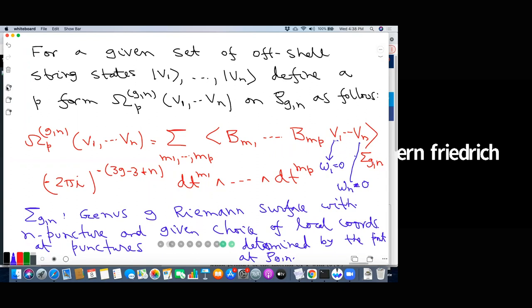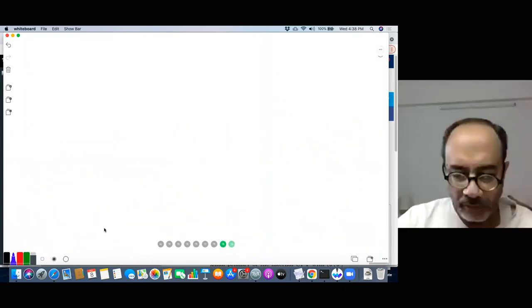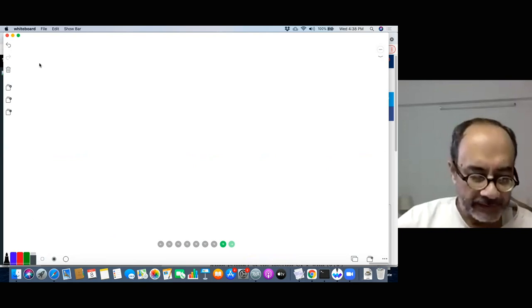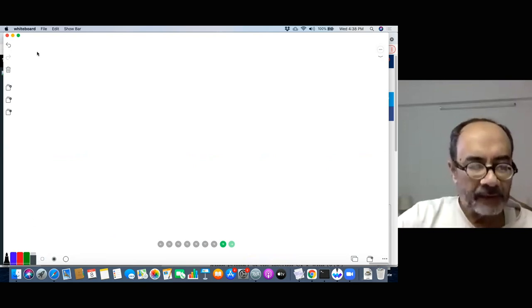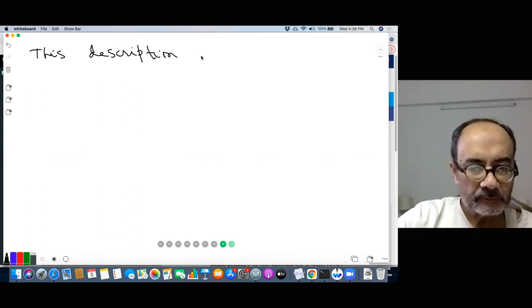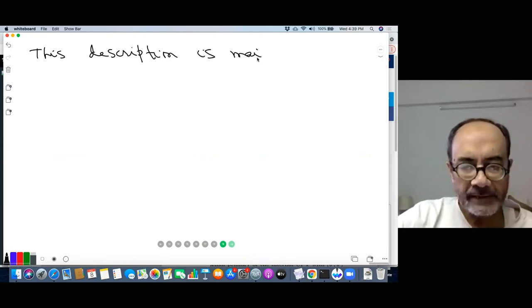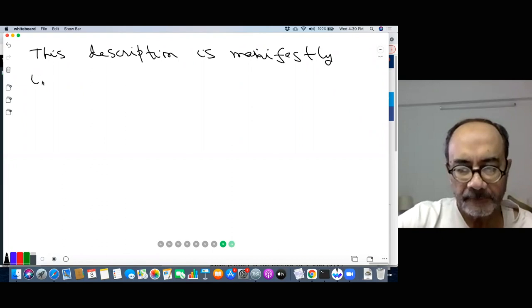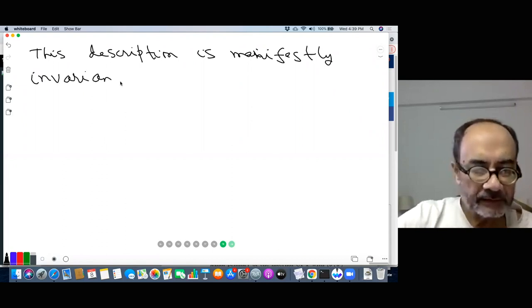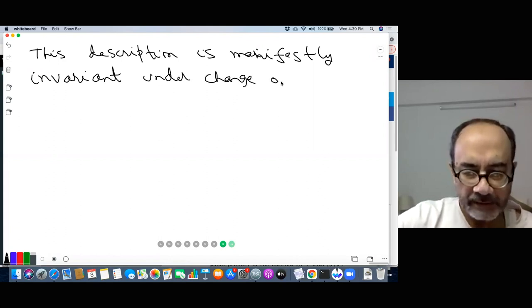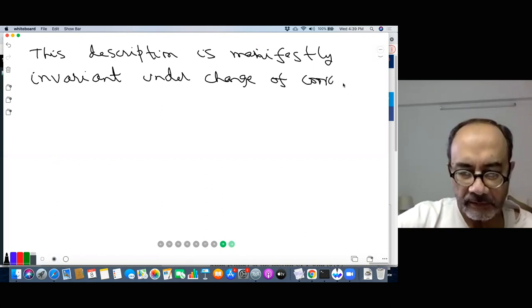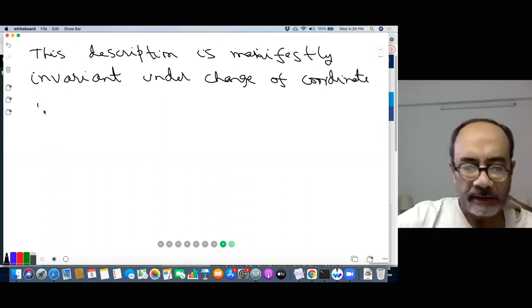Now, let me just state a few nice properties, and later on we'll discuss other properties. The first is that this description is manifestly invariant under change of coordinates in P_{g,n}.